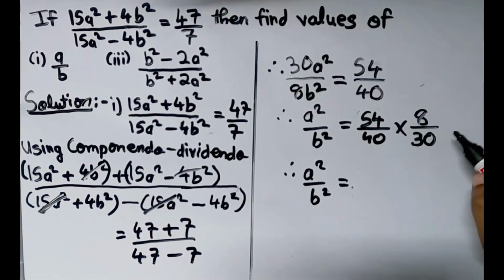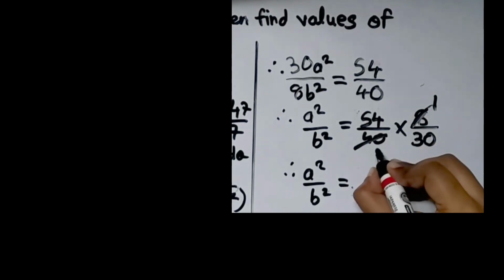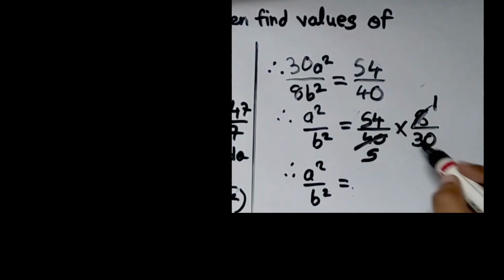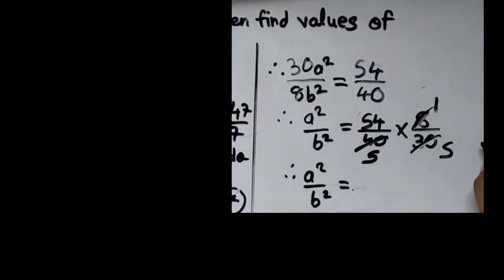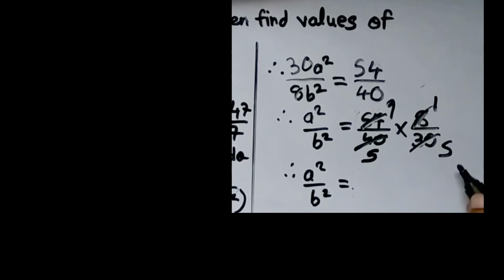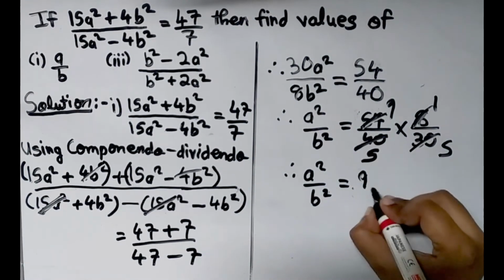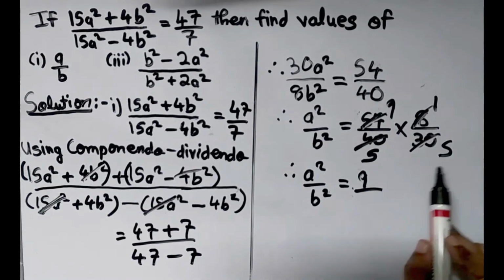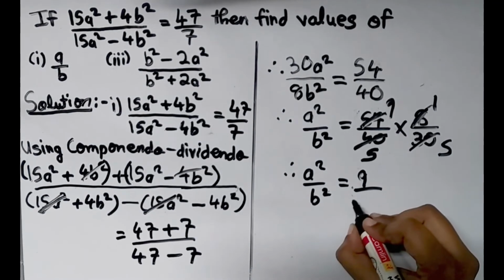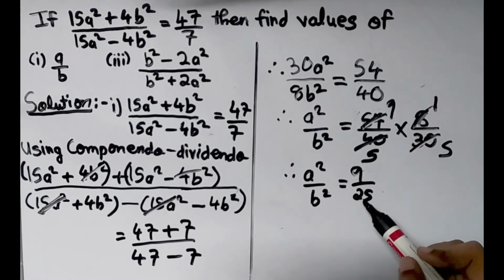So we will reduce this further. See, 8 ones are 8 and 8 5s are 40. And these two numbers we can divide by 6. 6 5s are 30 and 6 9s are 54, right? So in the numerator we have 9 into 1, that is 9, upon, in the denominator we have 5 into 5, that is 25. a square upon b square is equal to 9 upon 25.